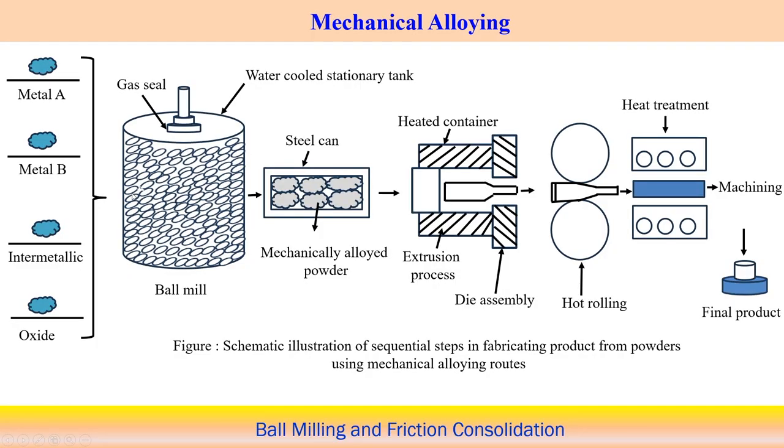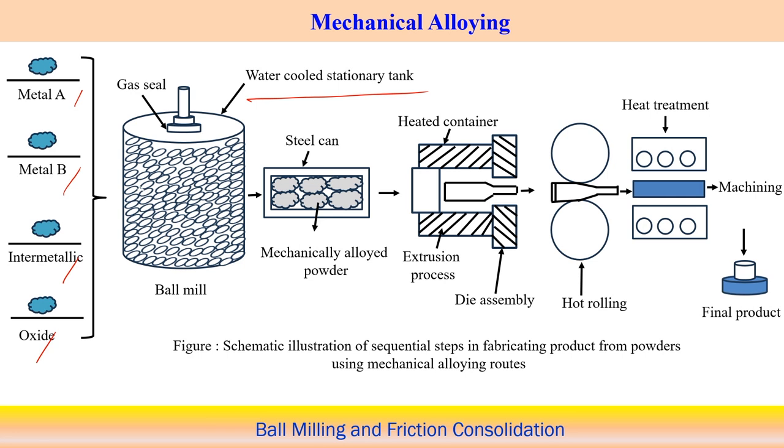Now here in mechanical alloying, we try to mix, for example, metal A and metal B, and we can add some intermetallics and some oxides in the ball milling system. Here we use a water cooled stationary tank to control the temperature generated during the operation, and we use gas sealing to protect the inside atmosphere and avoid contamination from the outside atmosphere.